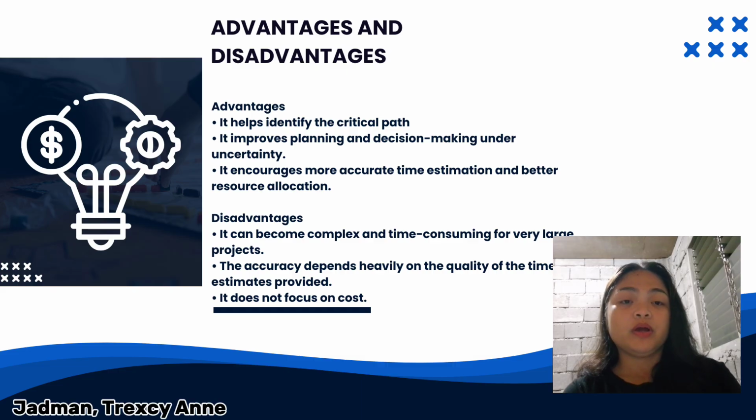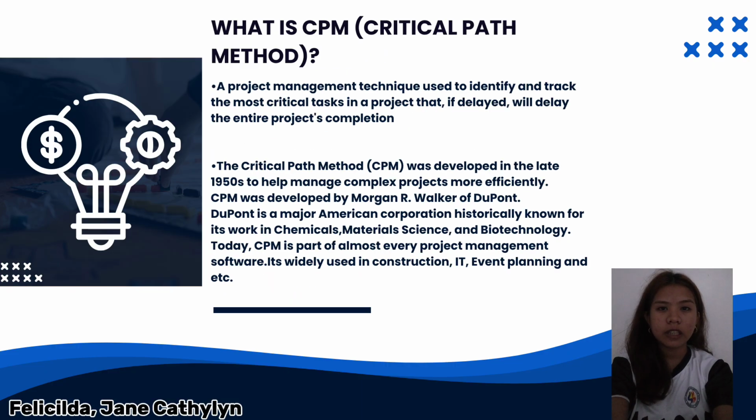So in conclusion, PERT is a powerful project management technique that emphasizes time and uncertainty. It's especially useful when managing projects with a high degree of unpredictability and interdependent tasks. And now let's move on to the critical path method, or CPM. It is a powerful project management tool used to plan and control complex projects.